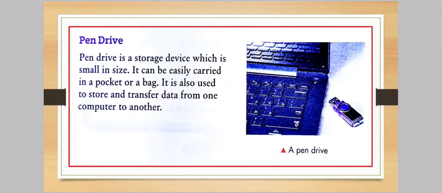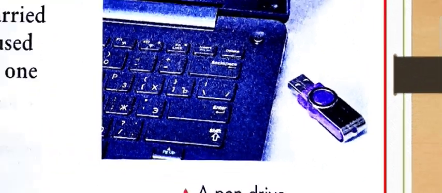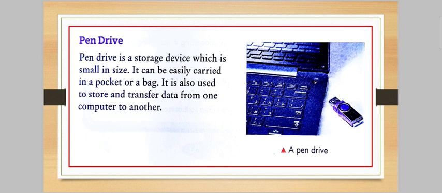Next is the pen drive. The pen drive is also a storage device, which is small in size. Here you can see the image of a pen drive. It can be easily carried in a pocket or a bag. It is also used to store and transfer data from one computer to another computer. This is a very important point.